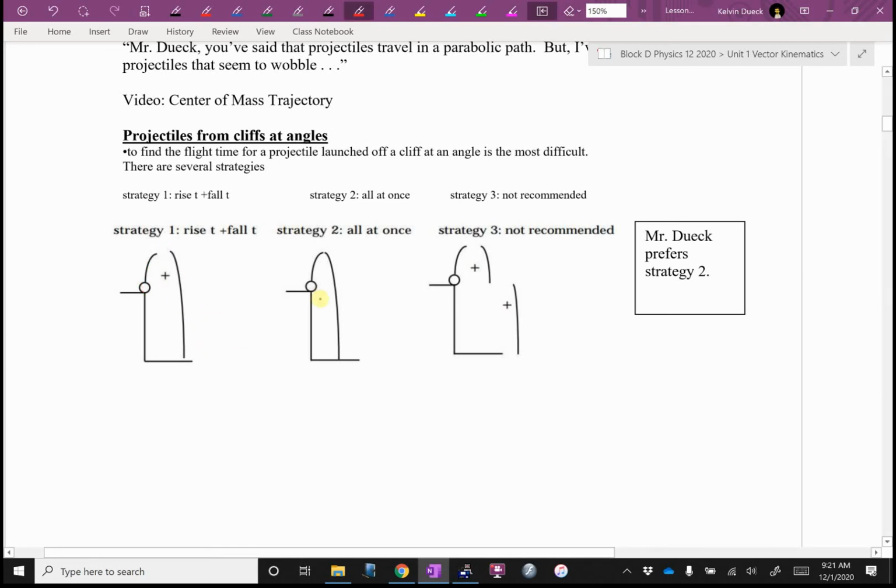Strategy number 2, do the whole thing all at once and get an answer. Strategy number 3, not recommended. Find the time to the top, double it. That gets you back to the top of the cliff. And then find what Vy is right there, go down with an initial velocity of that Vy, find that time, and add this time plus this. I don't recommend that. In fact, I got to be honest, I'm going to do it all at once.